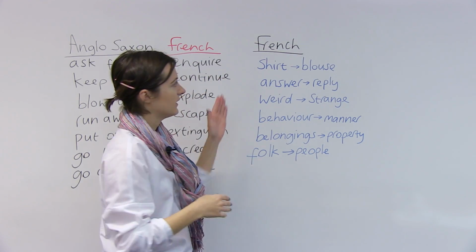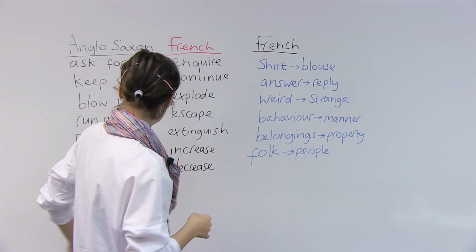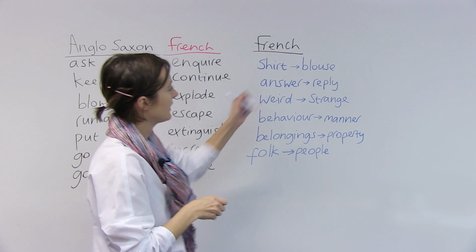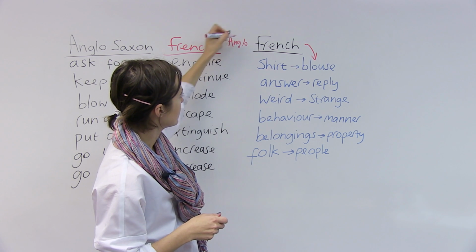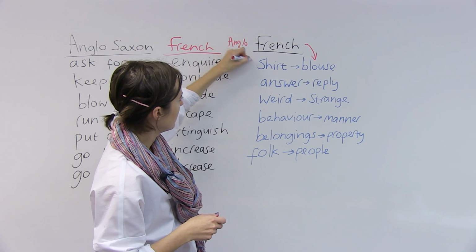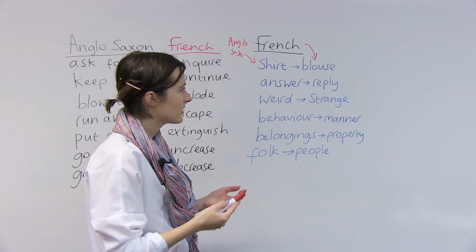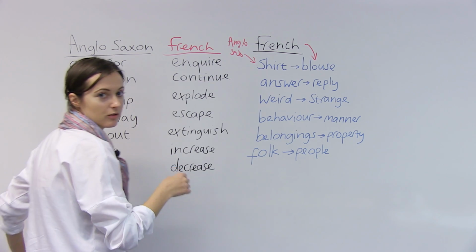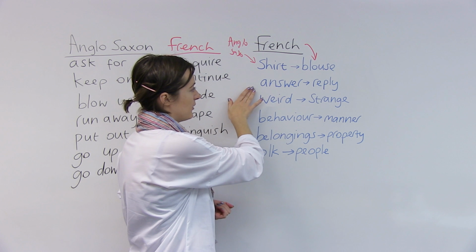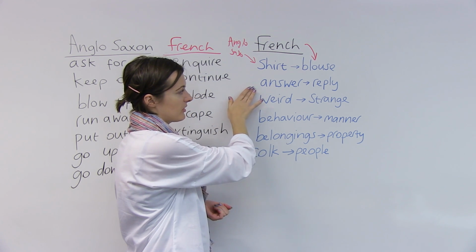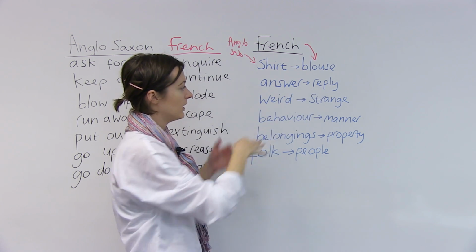Then let's compare some general vocabulary. We've got the French words here and the Anglo-Saxon words. So I'm wearing a shirt. That's a regular shirt, not a fancy word. But the French origin word blouse sounds a little bit fancy in English. Answer, to answer something, means the same as reply in the French origin word.